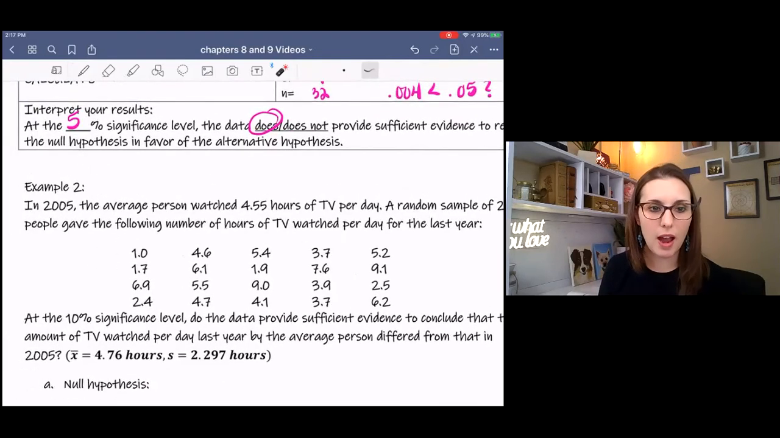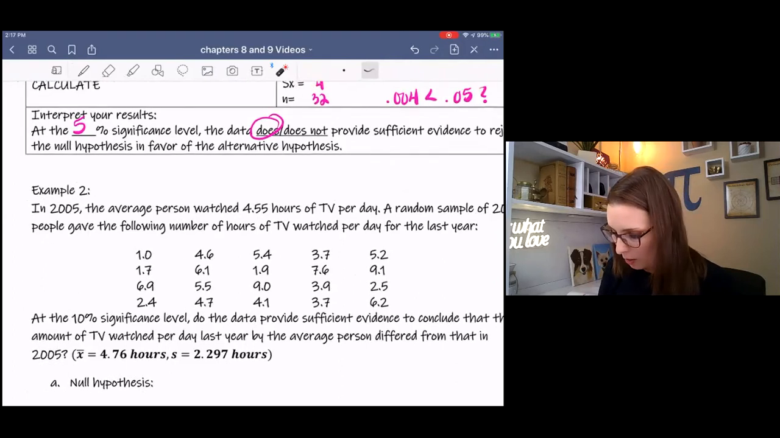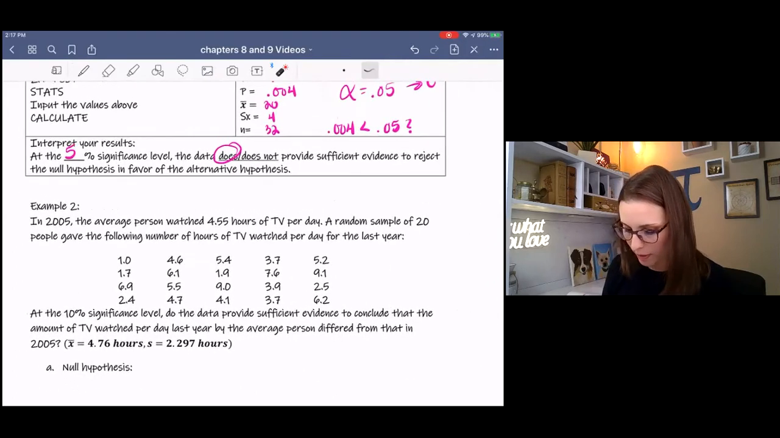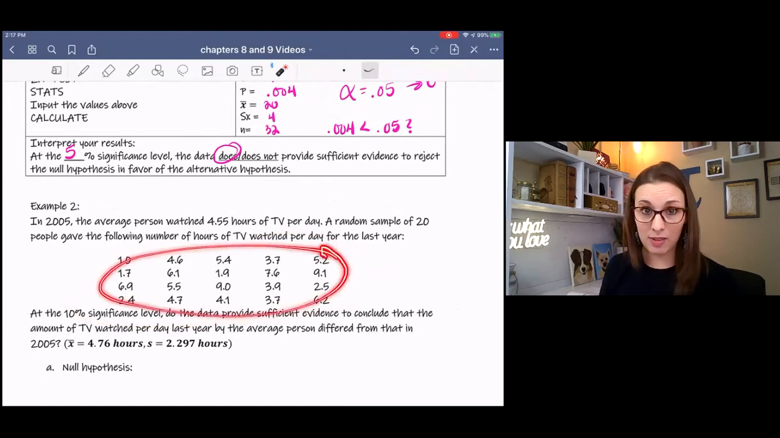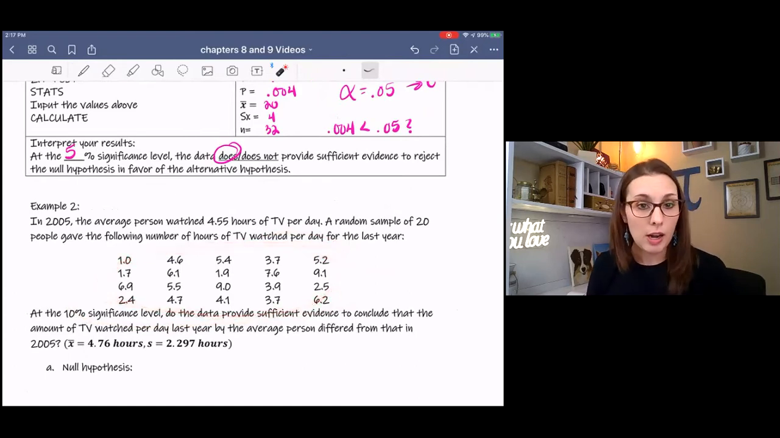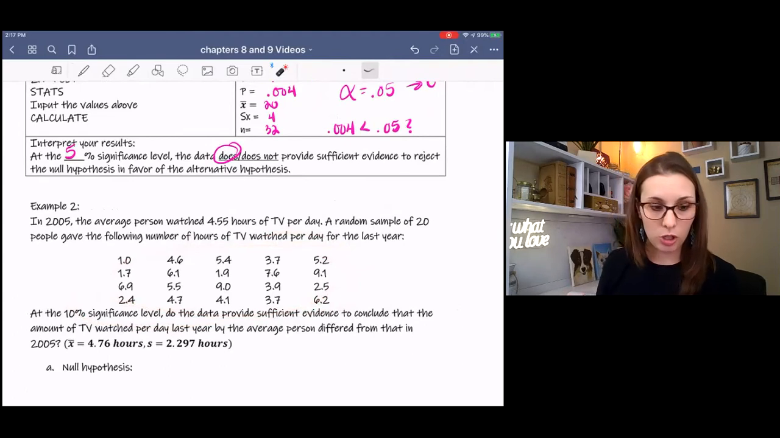In 2005, the average person watched 4.55 hours of TV a day. A random sample of 20 people gave the following numbers. And so let's pretend like they just gave you that data and you had to run a test. So before you can run your test, you would have to find the sample mean and the sample standard deviation. Now remember that you don't have to do that by hand. You can use your calculator.